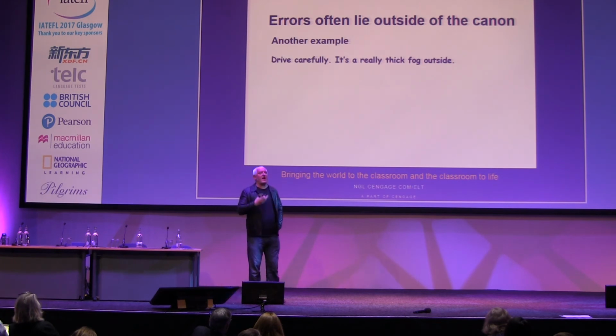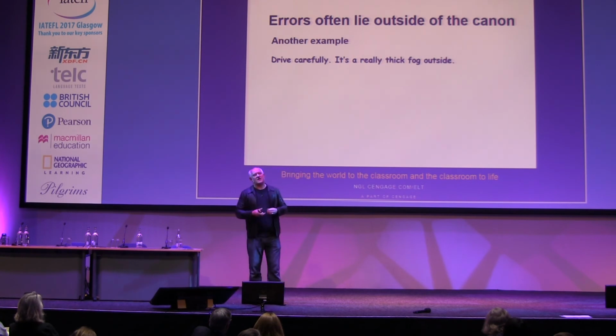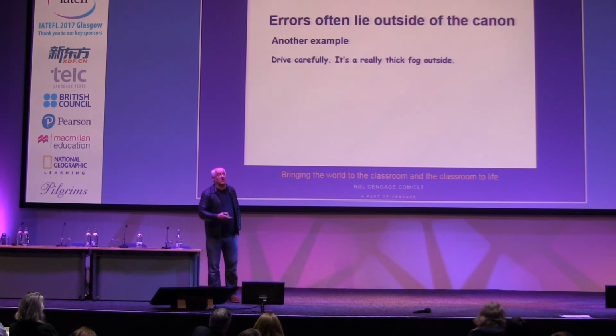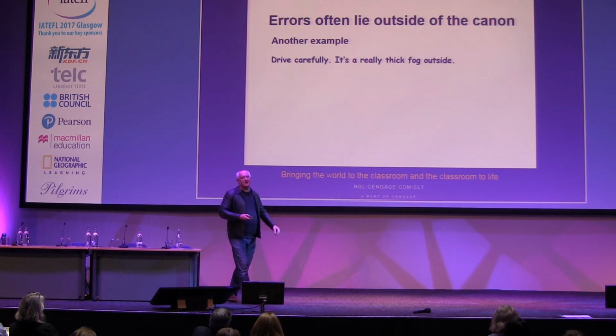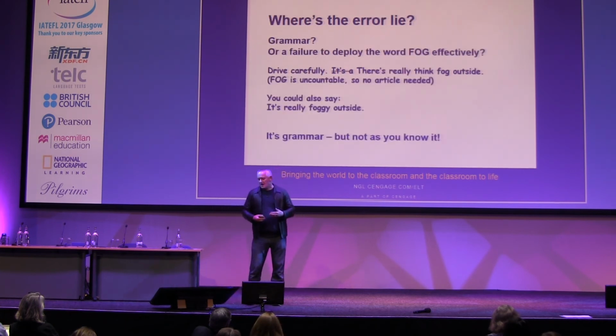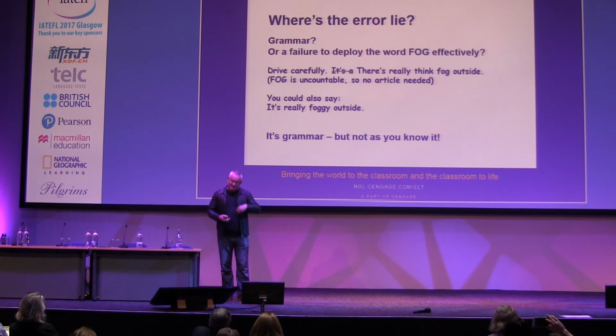One is, I think, correcting errors in a way that I've been talking about. So thinking about the errors not as big grammar problems, but as problems to do with deploying particular items. So if you have a student who, for example, says something like, "Drive carefully, it's a really thick fog outside," I think here the issue is, it's not a big grammar problem, it's a problem with deploying the word fog effectively. They just don't know the micro-grammar of fog.